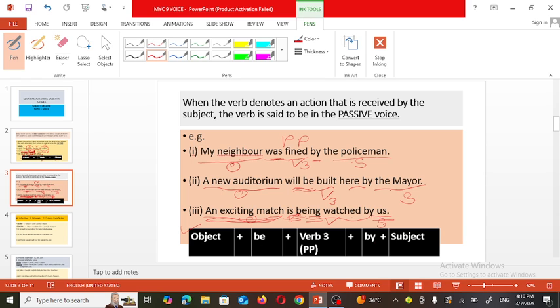If you want to change it into the active voice, the sentence can be: we are watching an exciting match. So an exciting match is being watched by us. Got it? Now the given sentence: my neighbor was fined by the policeman. The policeman fined my neighbor. This is the sentence when we change it into the active voice.